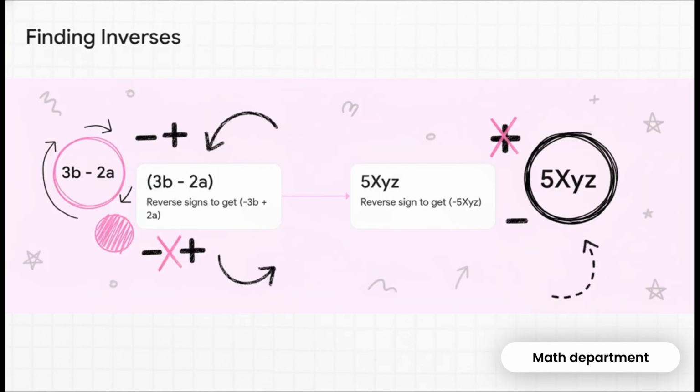By simply flipping the positive 3b to a negative 3b and that negative 2a to a positive 2a, we've found our inverse perfectly. For the second one, positive 5xyz just becomes negative 5xyz. That simple sign flip is the only change you need to make. Great job if you got that.